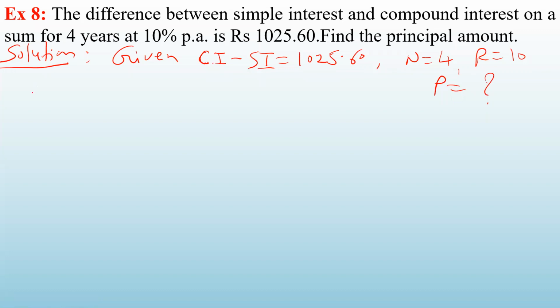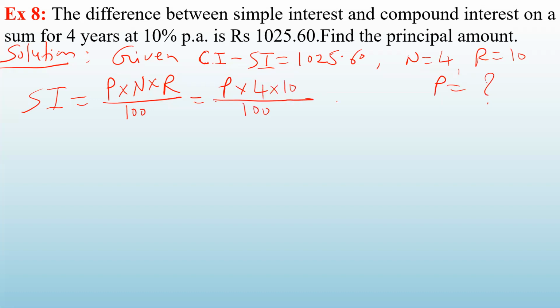So let us first find out the simple interest. You know what is the formula to calculate the simple interest? P into N into R divided by 100. In this, you are not given P. P you have to find out. So keep P as it is. N is given to you as 4. R is given to you as 10 divided by 100. So it is 40 upon 100. That is nothing but 0.4 and this is P. So we have got the simple interest as 0.4 P.